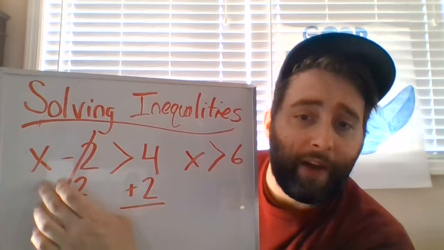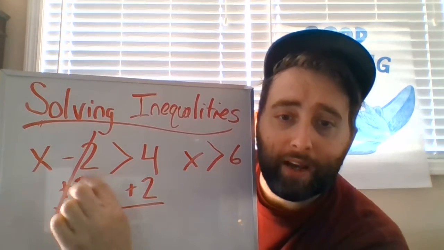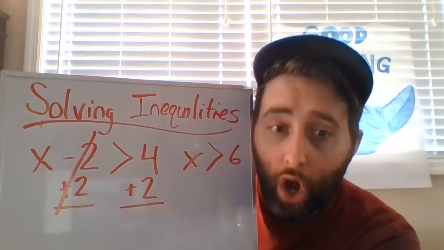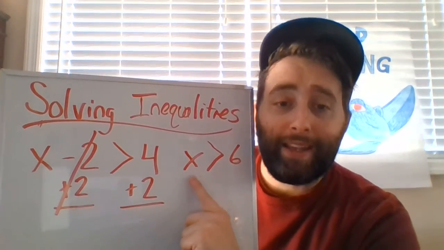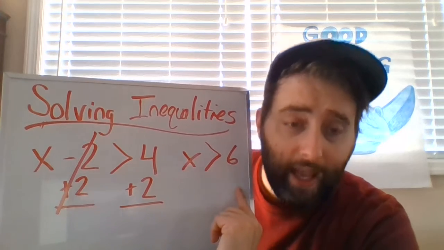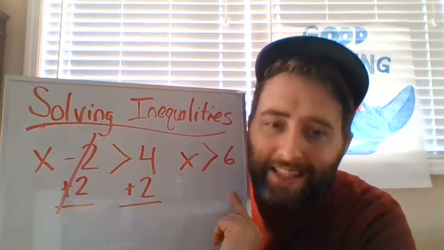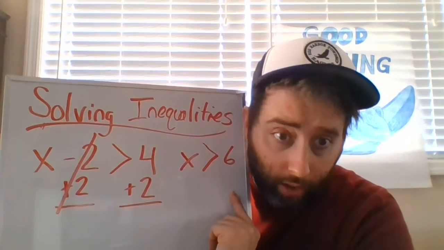What that means is if I put 6 here, 6 minus 2 is 4, but is 4 greater than 4? No. So every answer needs to be greater than 6. It can be 6.1 because 6.1 minus 2 is 4.1, and 4.1 is greater than 4.